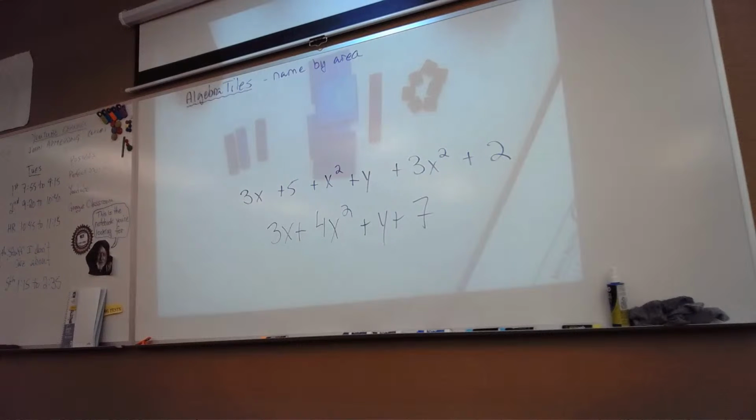Simplify them. So that's 6. Remember, these 3 together equals 3x squared. You got it. Everything in it. Yeah, good job. You got it.